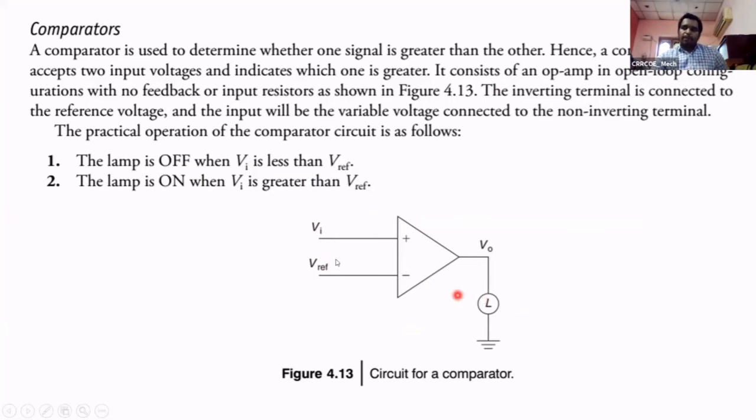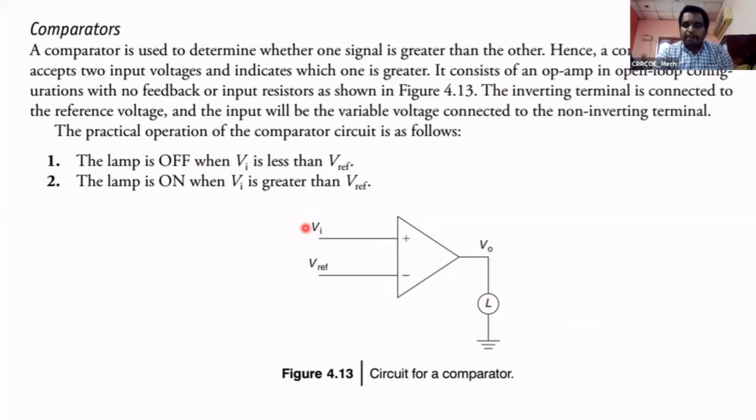If you supply the input voltage, there is no illumination in the lamp, means the voltage given is less than the reference voltage. If the input voltage is more than the reference voltage, the lamp is in on position. Means if you supply the input voltage and the lamp is on, the supplied voltage is more than the reference voltage. Based on this, we can tell whether the input voltage is greater than or less than the given reference voltage.